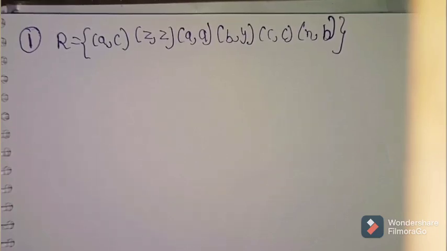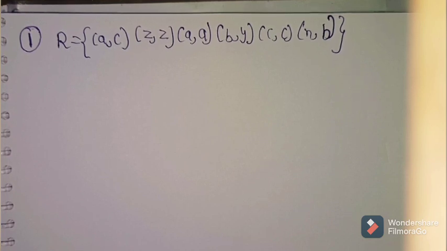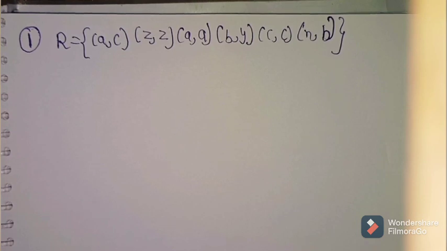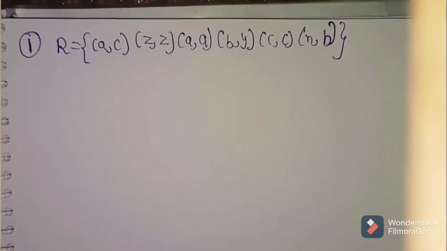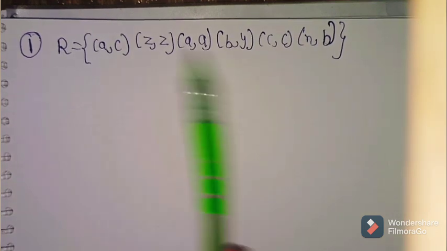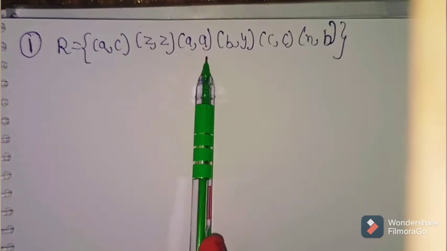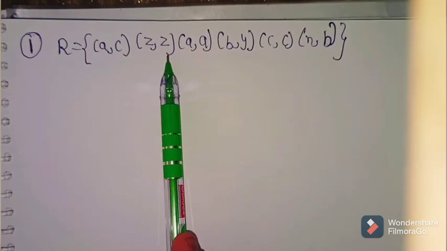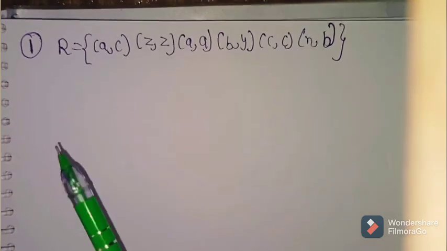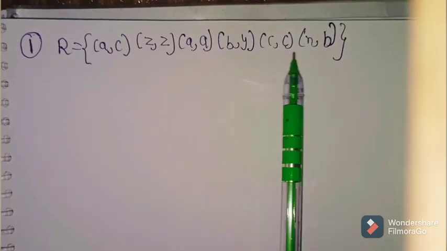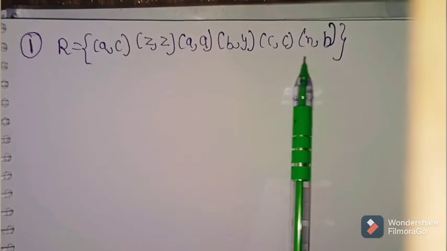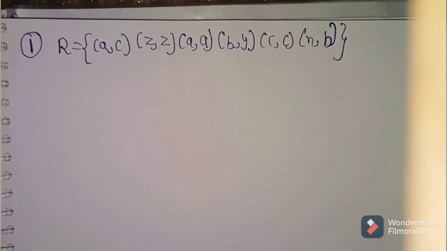First question: relation R is given, which is AC, ZZ, AA, BY, CC and NB. First of all, we will see whether this relation is reflexive or not. We know for a relation to be reflexive, every element of the set must have a relation with itself. So we see A has a relation with A, Z has a relation with Z, but B does not have a relation with B. C has a relation with C, and N also does not have a relation with N.